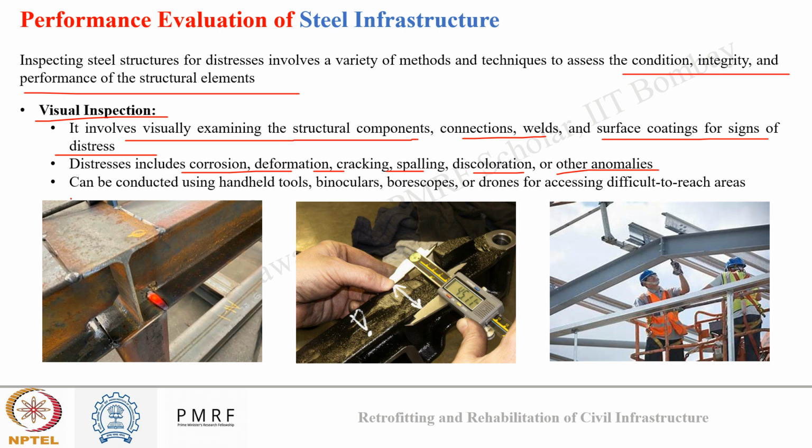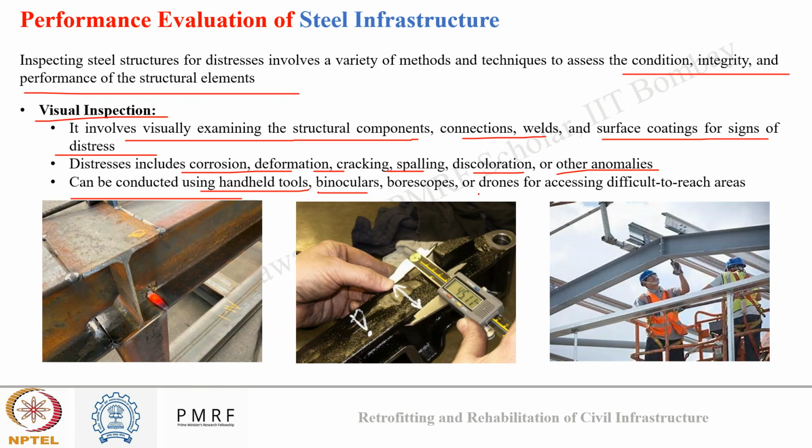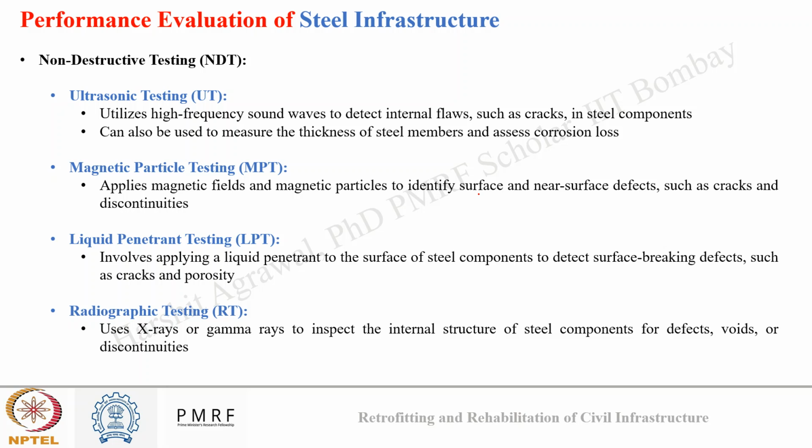The visual inspection can be conducted using different ways like handheld devices, binoculars, and drones for assessing difficult areas to reach. We can see in the images here some examples of visual inspection. In the first image, you can see inspection of joints. In the second image, you can see dimension check, while in the third image, you can see joint check again. That was done as a part of visual inspection.